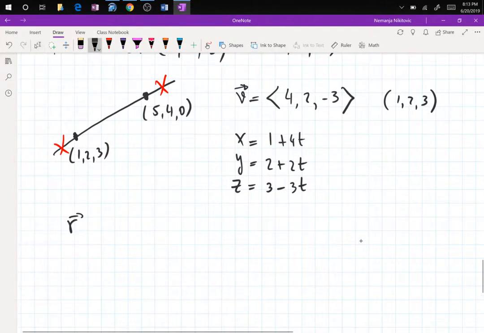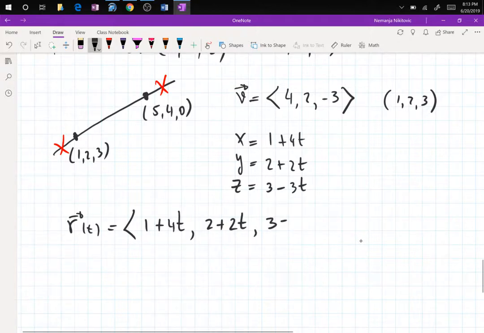That gives you your vector r of t, which is the vector 1 plus 4t, 2 plus 2t, 3 minus 3t. You are not done. This is the equation of the line, but that line is infinite. I need t to be restricted between two numbers so that it travels exactly from one point to another point. Now, the first number is obvious, because if you use t equals 0, you're just having your first point 1, 2, 3. So that should be common sense.